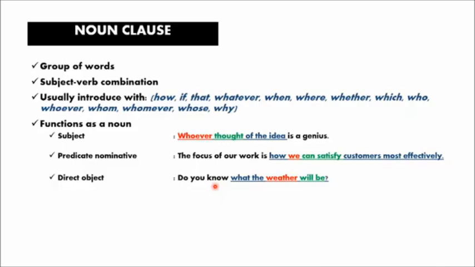Now, what is a direct object? A direct object is a noun, pronoun, or group of words that act as a noun and functions as a receiver of action in a sentence. It answers the question whom or what. It comes after a verb. So you have here, what the weather will be is the direct object of the verb know.